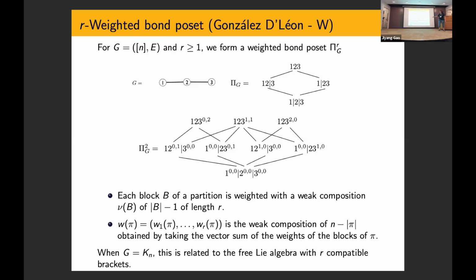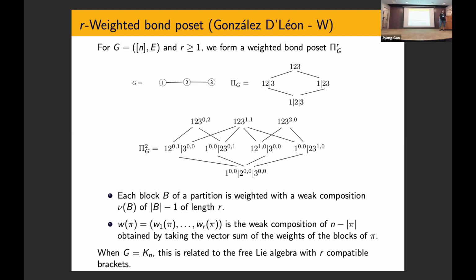So we want to attach a weak composition of the size of the block minus 1, and the length is r. So in this case, the length is 2, and so this is a composition of 2, 0 plus 1. Let's look here. So this is a composition of the block size minus 1. Block size is 3. This is a composition of 2. This is a composition of 1, the block size 2 minus 1 is 1.